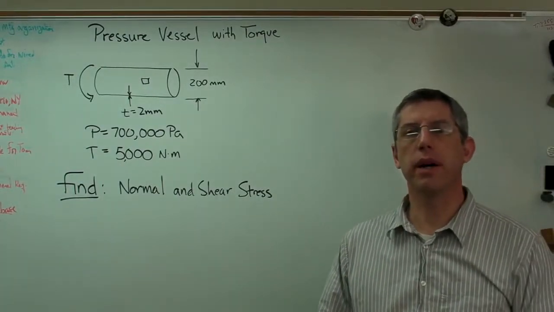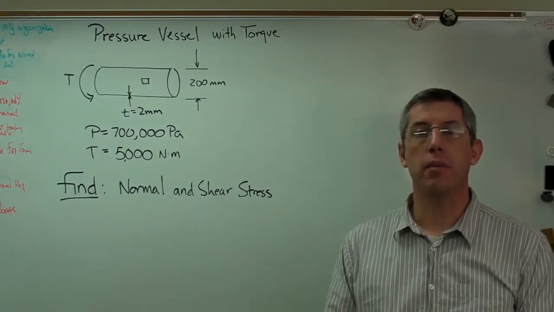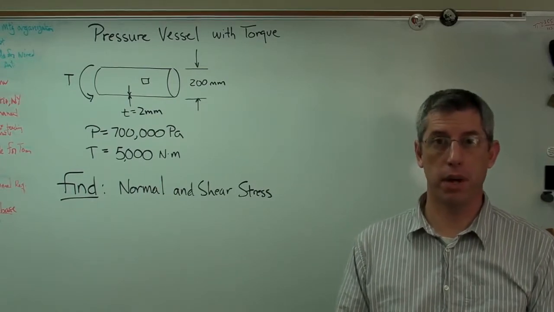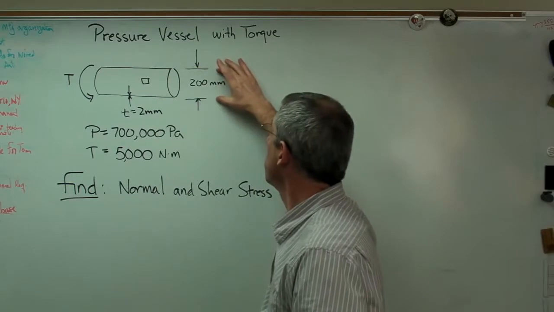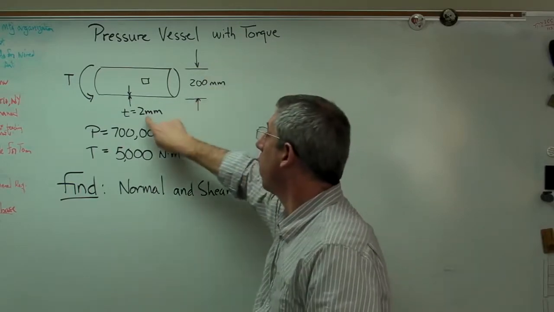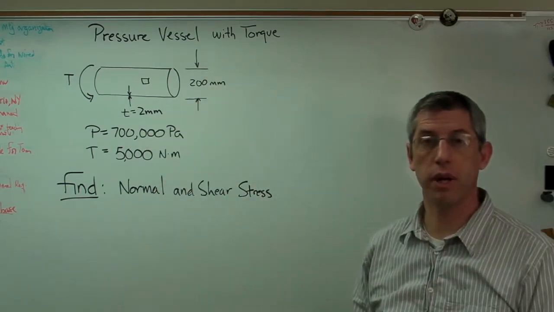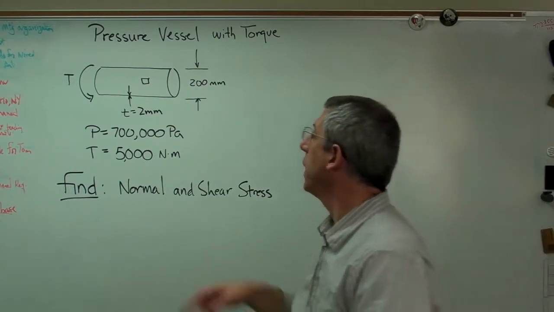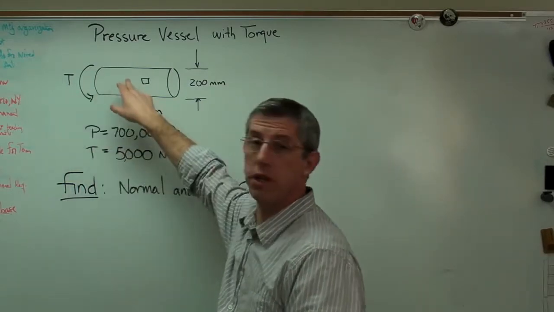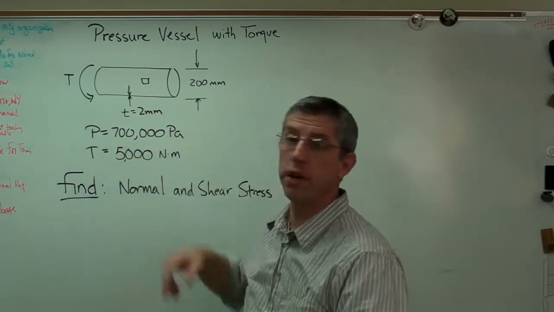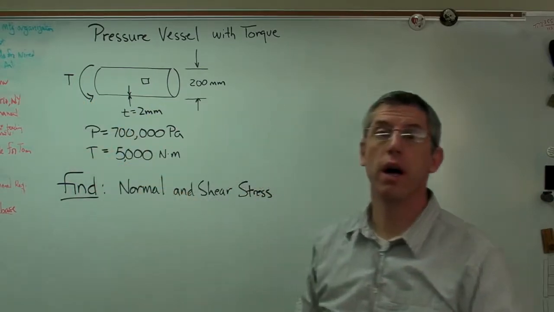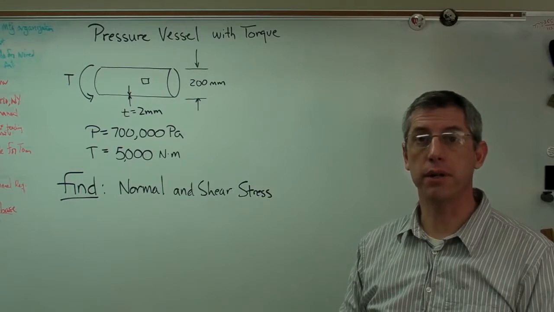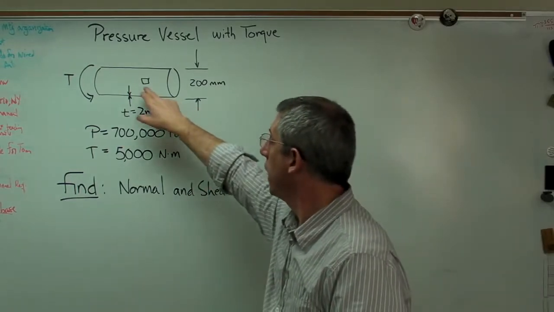Okay, this example calculation is going to be a pressure vessel with a torque being applied to it. I've got a long, thin pressure vessel, which is 200 millimeters in diameter, with a wall thickness of 2 millimeters, so it's a relatively thin wall. And in addition to the internal pressure of 700,000 pascals, it's also subjected to a torque of 5,000 Newton meters.